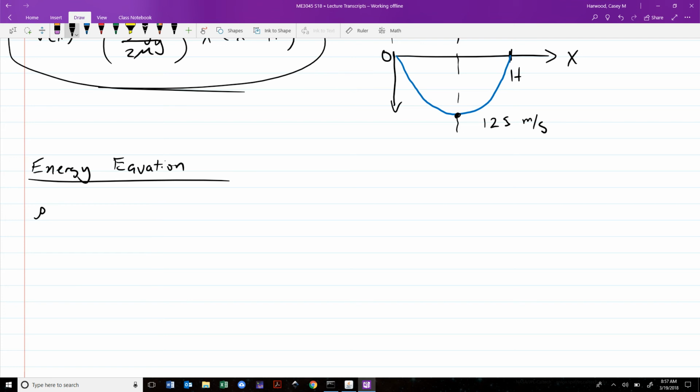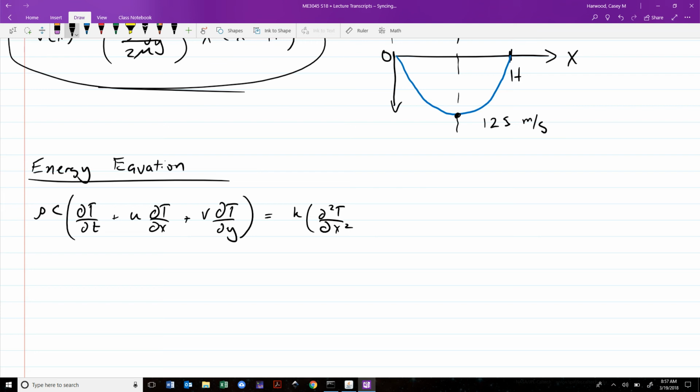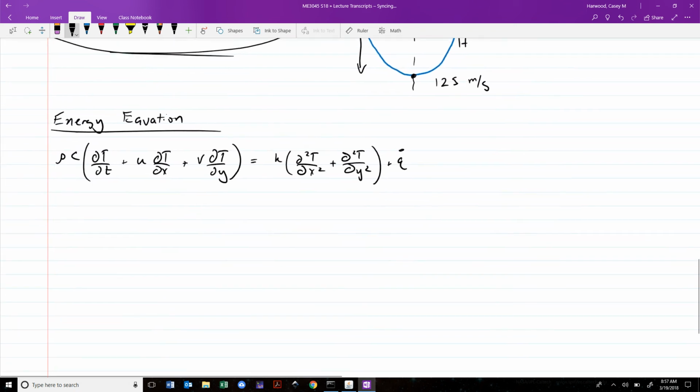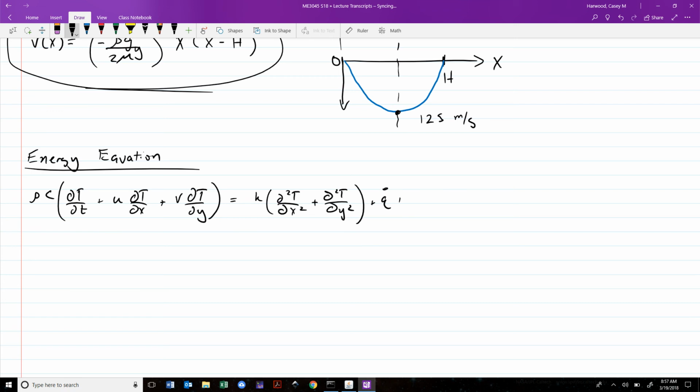is going to take the following form: rho c dT/dt plus u dT/dx plus v dT/dy equal to k times d squared T/dx squared plus d squared T/dy squared. There's our diffusion term, plus q dot, plus mu times 2 (du/dx) squared plus 2 (dv/dy) squared plus (dv/dx plus du/dy) squared. And yep, that's it.